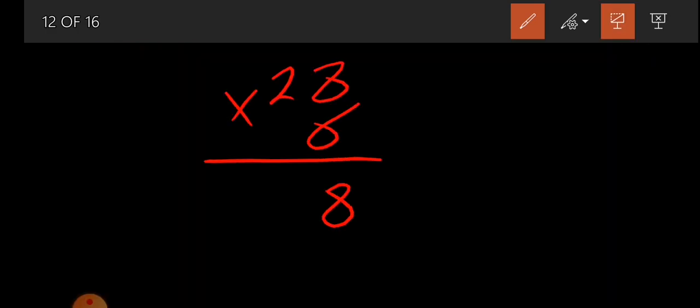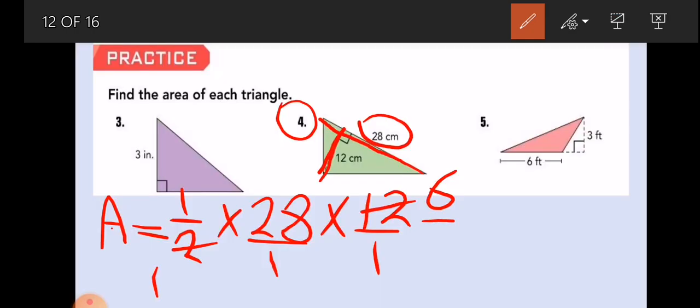6 times 8 is 48. 2 times 6 is 12. 12 plus 4 will give me 16. So 168 over 1, which is 168 centimeter squared. Okay, let's do another question.